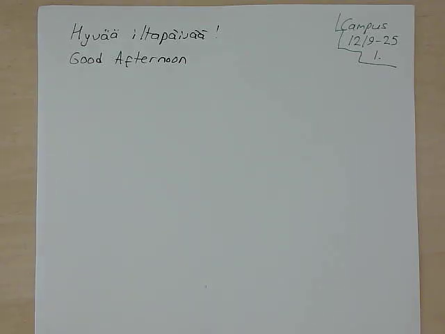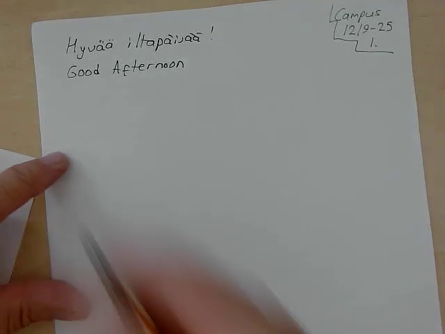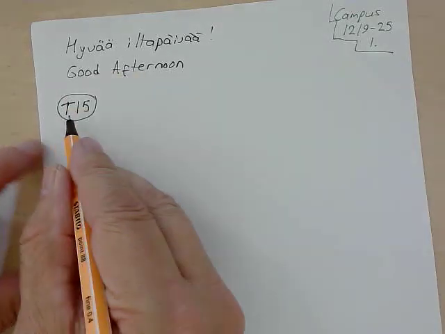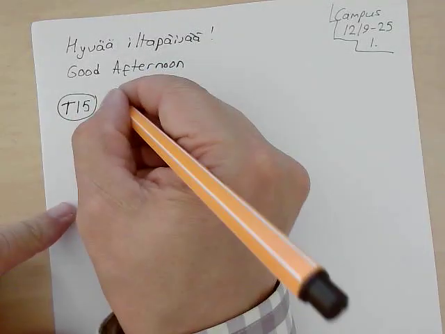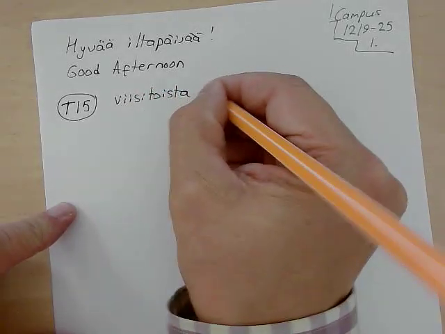Okay, let's continue with this skills test. We have gone through, I guess, 12 problems, and now the next will be problem 17. No, sorry, not 17, 15. Tehtävä or problem 15. 15 in Finnish is viisitoista.